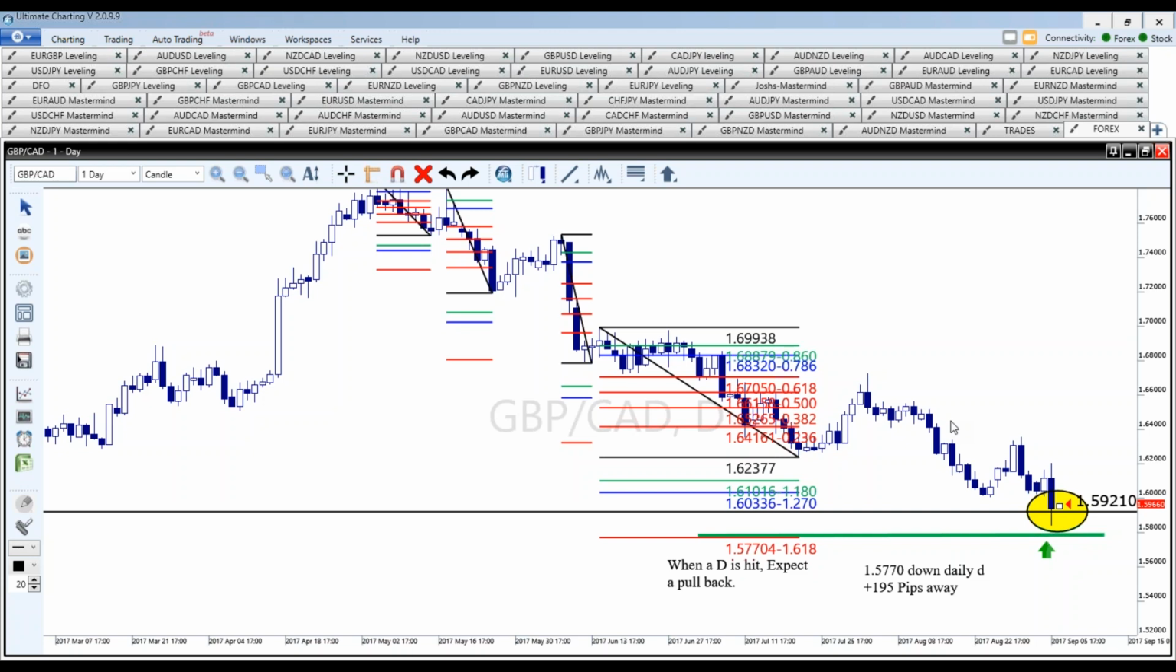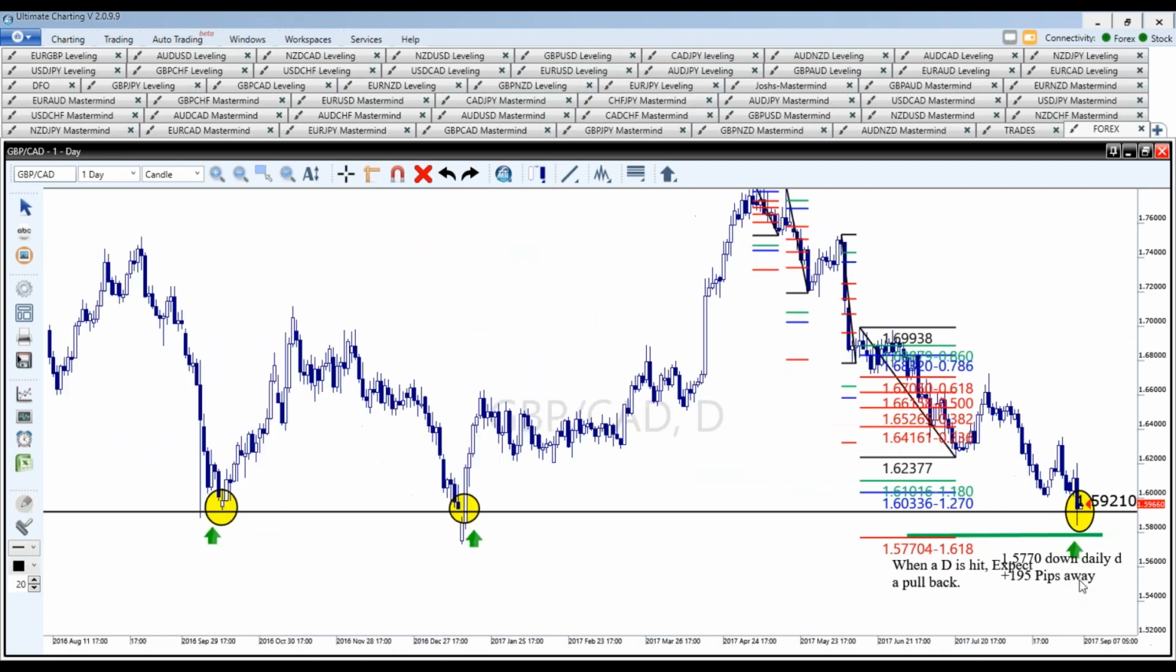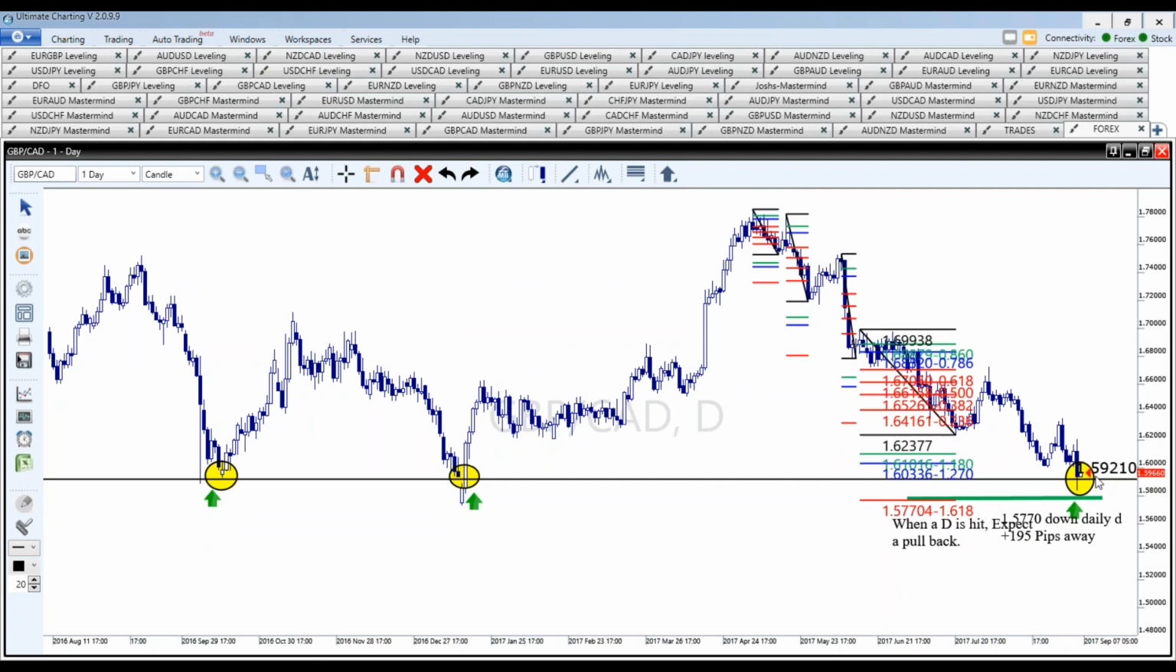Okay. I need everyone to understand that before this market can go up, the market has every right to fall 195 pips before the rally.